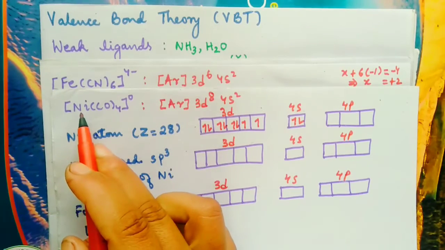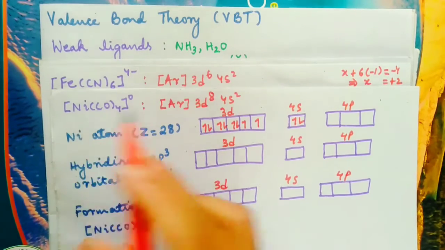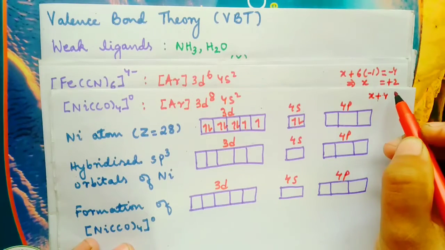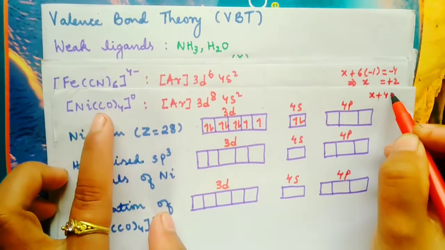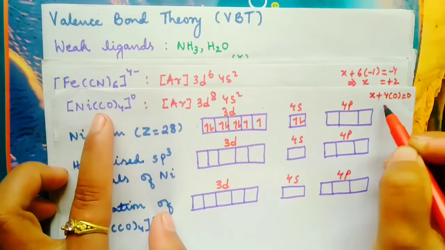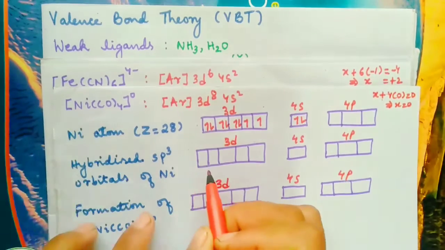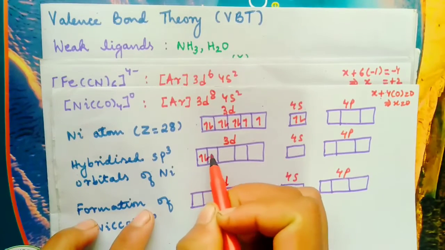What is the oxidation state of nickel in this complex? So X plus 4 into the charge carried by CO, it is 0, equated to 0. So your X is 0. That means no electron is lost, so the configuration would remain the same.